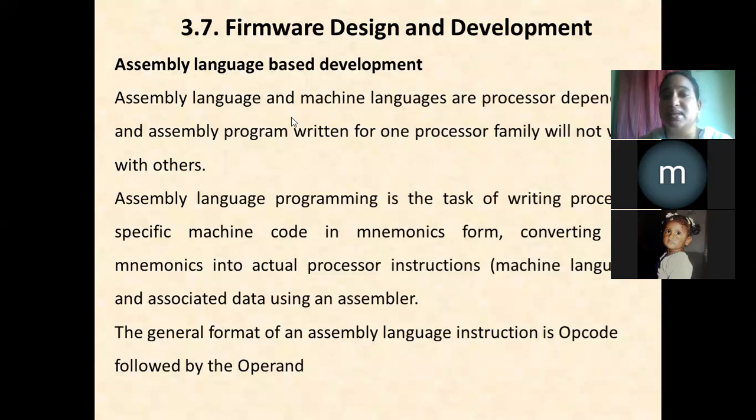See here, assembly language and machine language are processor dependent. Why are they called processor dependent? Assembly programs written for one processor family will not work for another processor family. Assembly level programming is the task of writing processor specific machine codes in mnemonic form and converting these mnemonics into processor understandable codes, that is, binary codes. First, we'll write the program using the mnemonics in the low-level language. After writing that, these mnemonics will be converted into processor understandable code. Processor understandable code is nothing but binary code.